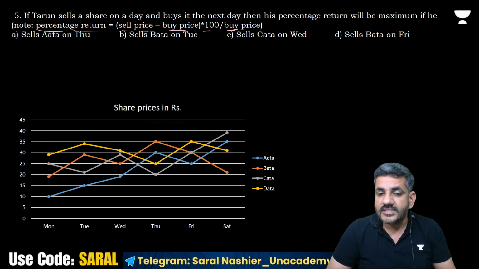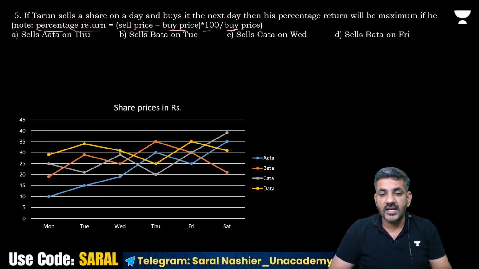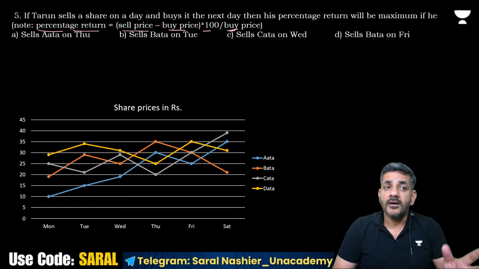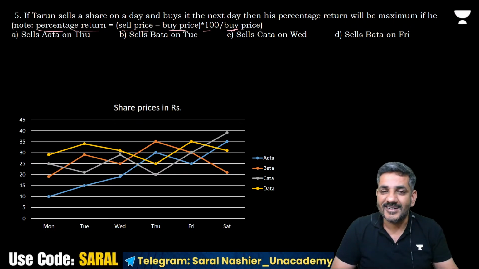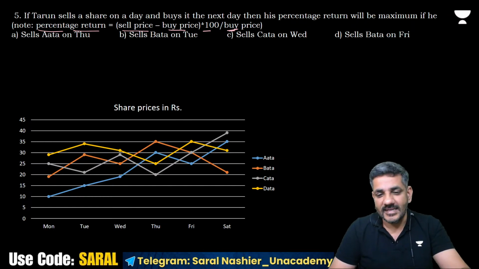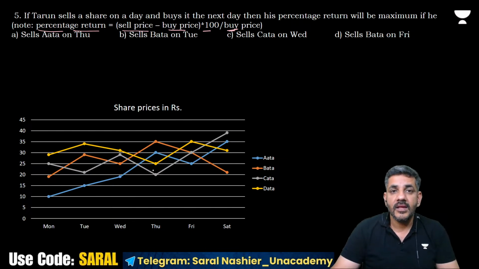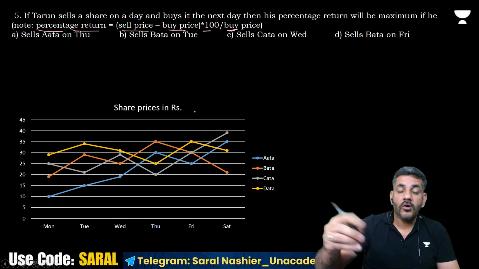So Sakshi Singh is saying A is the answer, Sahil is saying D is the answer, Ayush says C is the answer. We got three different answers this time. I hope B is not the right answer because no one said B. But let's see what happens this time. Okay. Sells A on Thursday. If he sells A on Thursday and he buys on the next day.